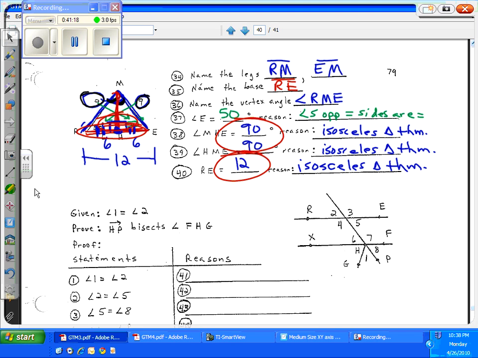Any questions on the isosceles triangle theorem? Okay.